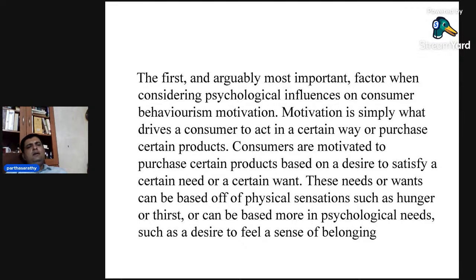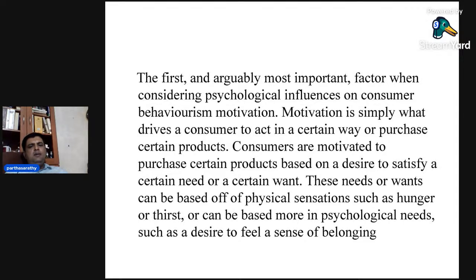Say, for example, if a person is hungry, the motive is to have food. Once he has the food, the motive goes. Again, the motive comes. See, that's a different story. But here, the psychological motive is totally different from the physical motive.